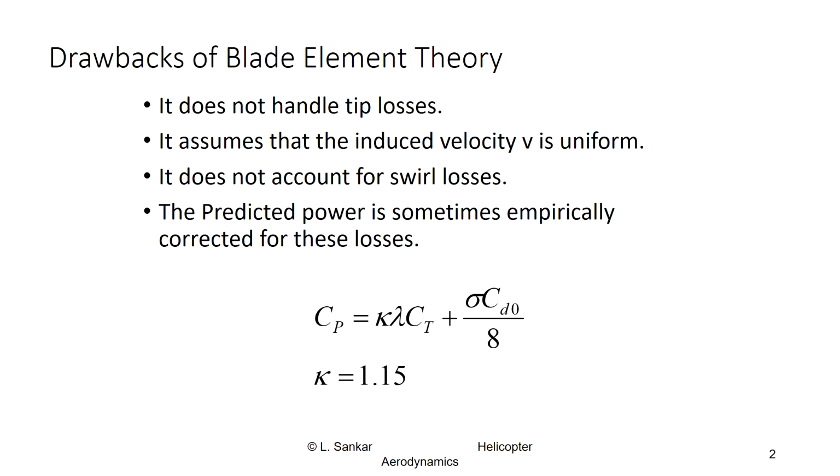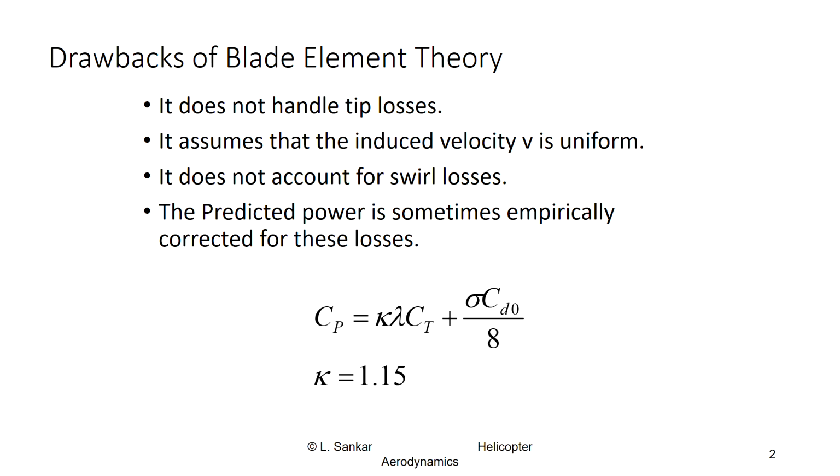It turns out this is because we were assuming the induced velocity to be uniform in our blade element theory. So this assumption underestimates the induced power by 9%. Okay, so that 15% is showing up in this kappa factor. 9% is because we are assuming the inflow is uniform. Another 3% comes because it does not account for tip losses.